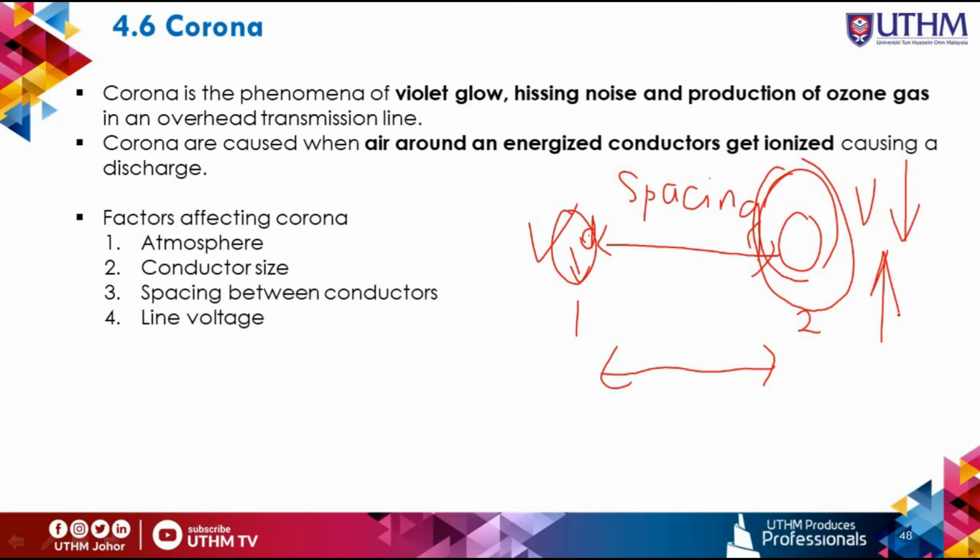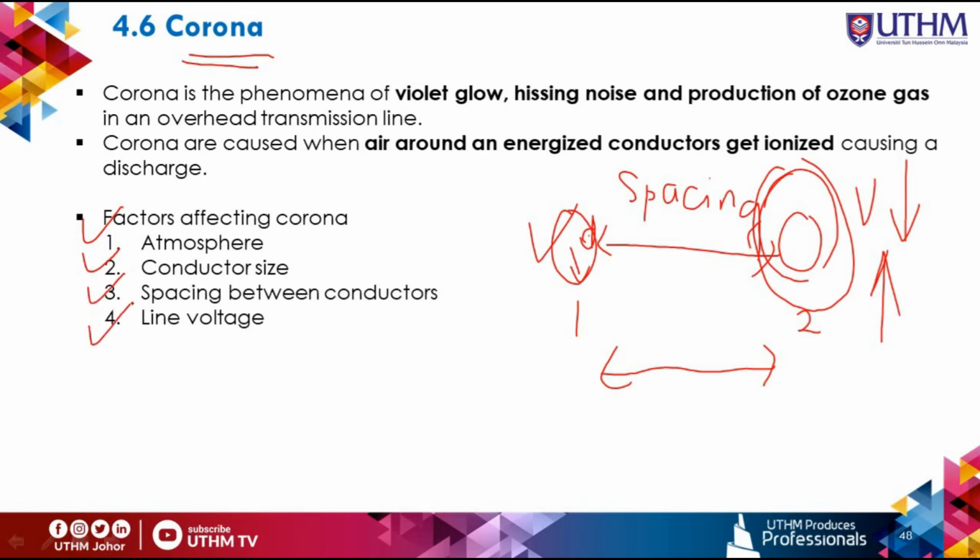The phenomenon of violet glow, hissing noise, and production of ozone gas in an overhead transmission line is known as corona. Corona is caused when air around an energized conductor gets ionized, causing a discharge. The phenomenon of corona is affected by the physical state of the atmosphere as well as by the conditions of the line. So the following are the factors upon which corona depends. We have four factors affecting corona.